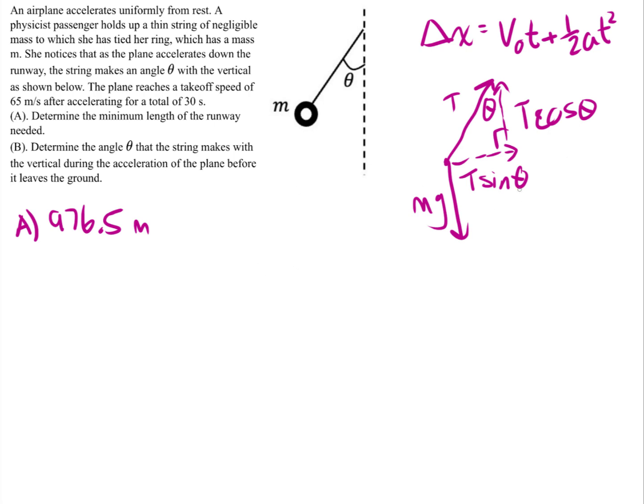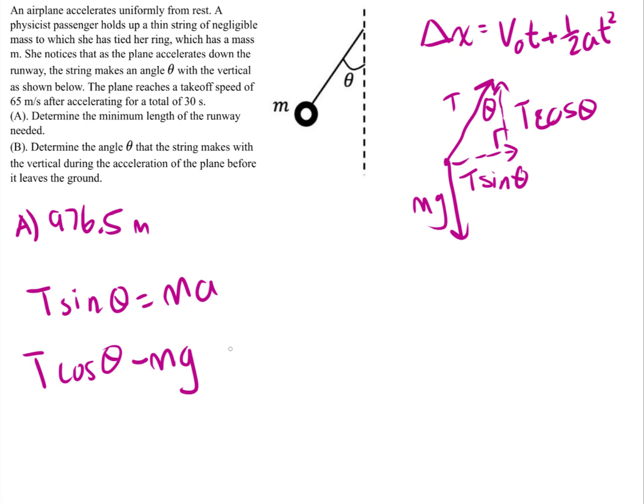So with this, we can set up a few equations. First of all, in the horizontal direction, the only force acting on the ring is the horizontal tension force, which is given by T sine theta. And that is simply equal to the mass times the acceleration, since there are no other forces acting on it. As for our other equation, in the vertical direction, the tension times the cosine of theta minus the weight of the ring, or mg, equals ma.